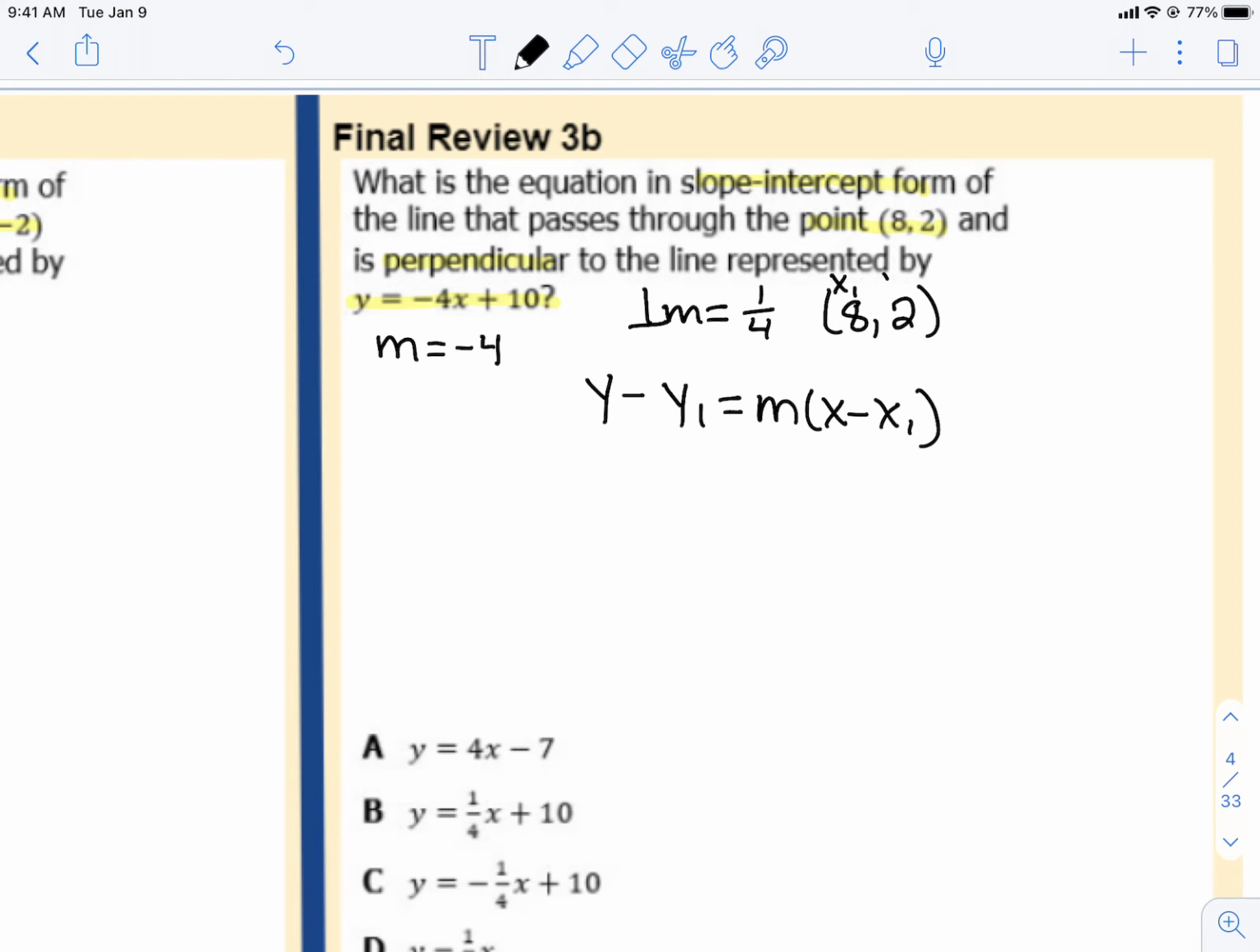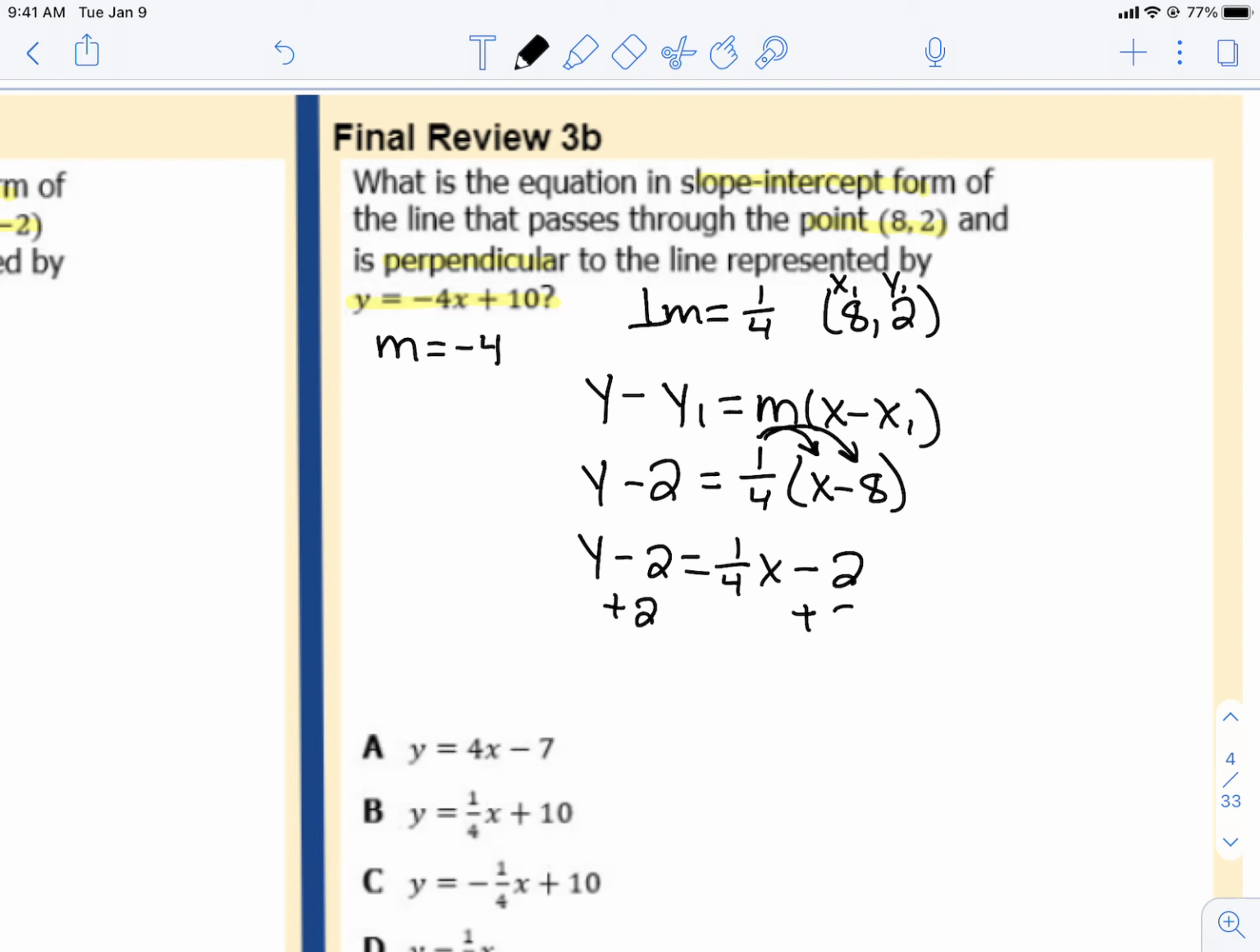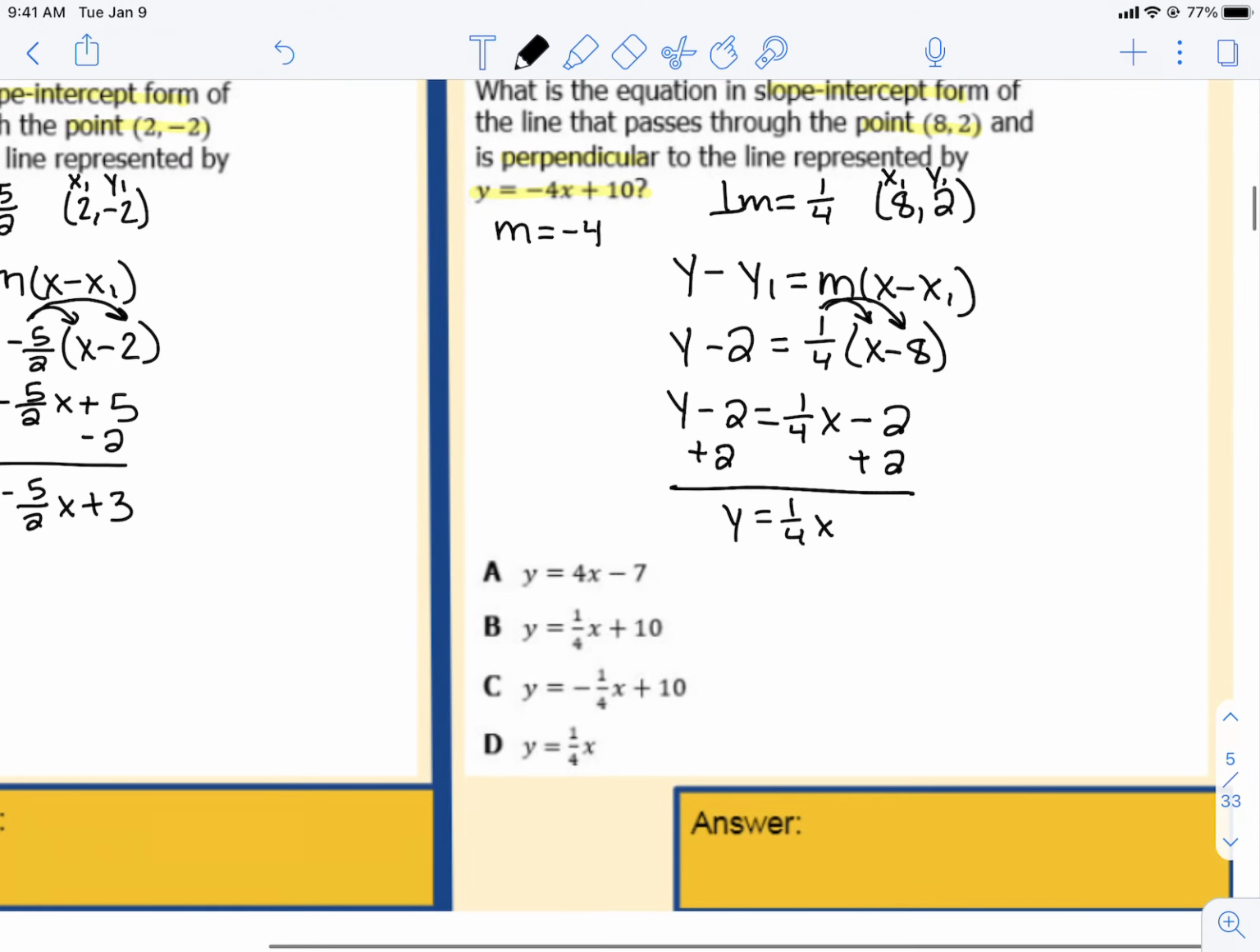Okay, so I have my x sub 1, I have my y sub 1. I'm going to plug them in. So y minus 2 is equal to 1/4 times x minus 8. I'm going to distribute the 1/4. So 1/4 times x is 1/4 x. 1/4 times a negative 8 is a negative 2. I add 2 to both sides. I get y equals 1/4 x. Negative 2 plus 2 is 0. So just 1/4 x, which is answer choice D.